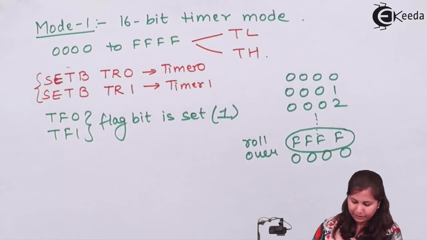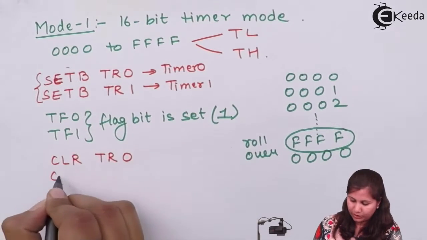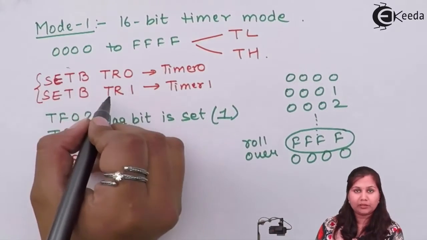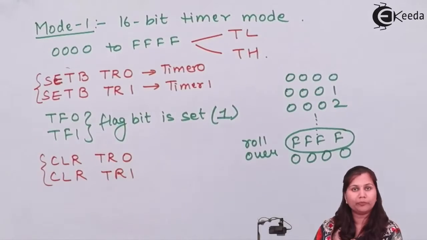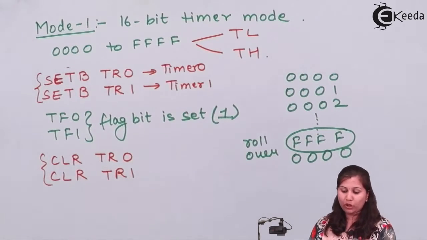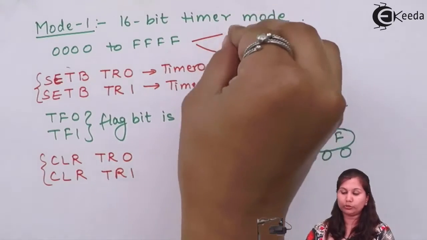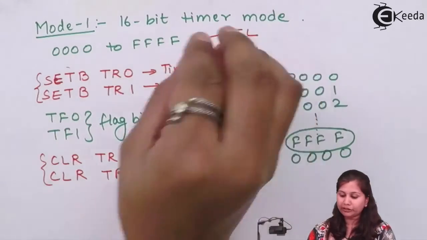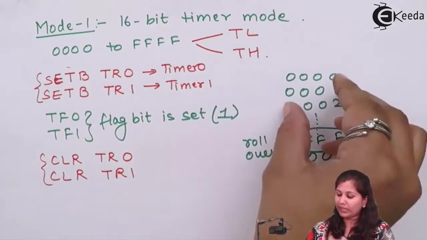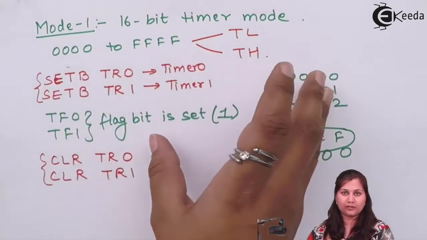So that stopping can be done by the two instructions, CLR TR0 and CLR TR1. SETB is to start the timers, and CLR is to stop the timers. This is for timer 0 and this is for timer 1. So if we talk about this mode 1, the first step will be to load the 16-bit count value into the two 8-bit registers. After that, we have to start the timers. The timer will start counting up. Okay, when it reaches its final value, again it is incremented and it rolls back to its initial value.